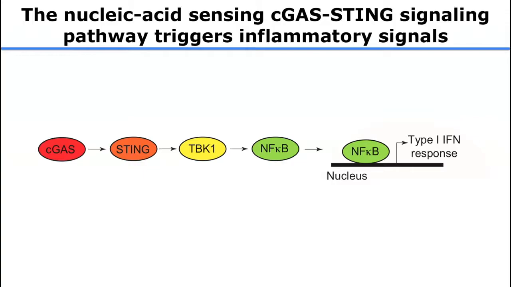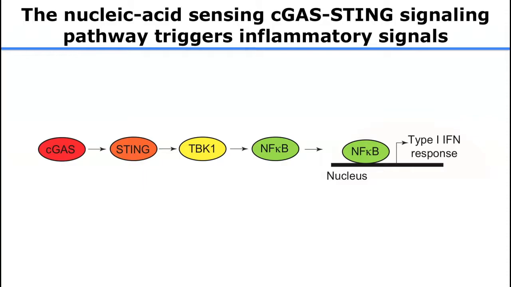So this is the nucleic acid sensing pathway. So cGAS is an enzyme. It's cyclic GMP-AMP synthase. And this is an enzyme that is known to respond to RNA-DNA hybrids. If they bind to it, it'll activate this enzyme. And then this enzyme produces a second messenger, which is cyclic GMP-AMP.